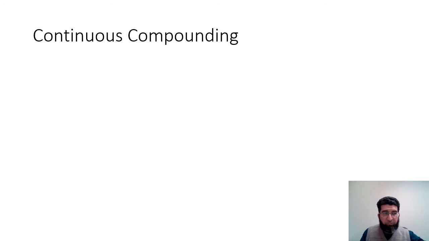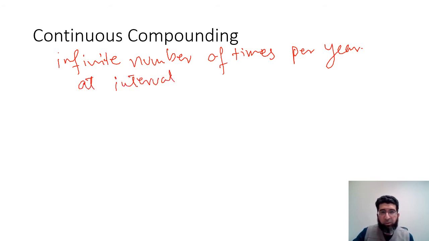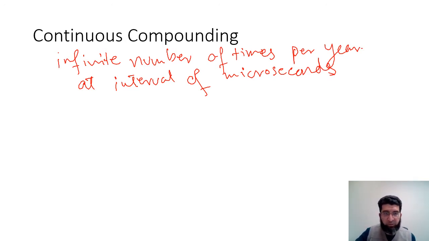Now we have the general form of continuous compounding. Continuous compounding involves the compounding of interest an infinite number of times per year, at very small intervals of microseconds. Sorry for my writing, I'm trying to be as clear as possible.